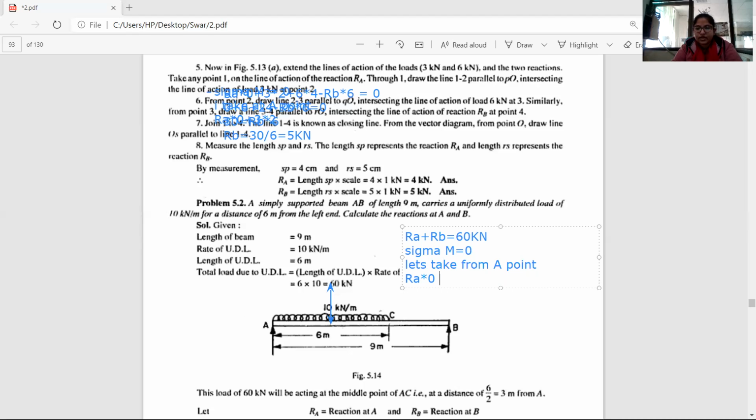Then I have this 60. I have the distance from this A point is 3 meter, which we calculated like this, half of this UDL length will be the distance from this point to the point load. So 60 multiplied by 3, what will be the sign? My sign will be positive. Why? Because it moves around A in the clockwise direction. So Ra plus 60 multiplied by 3.